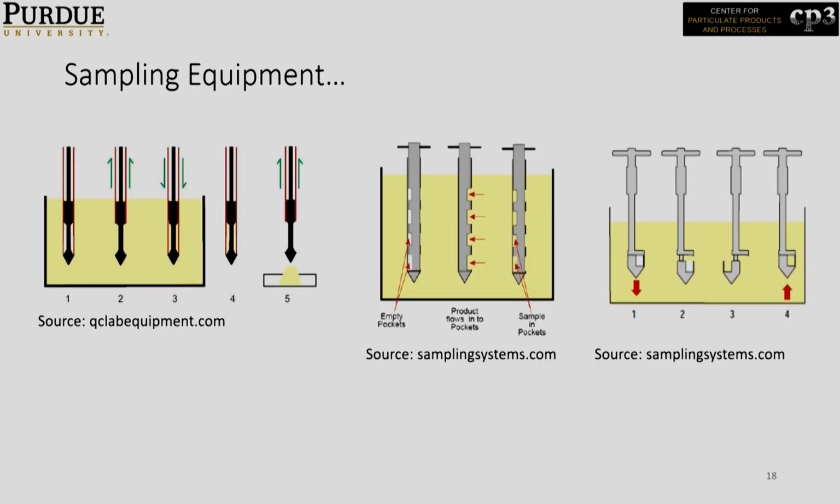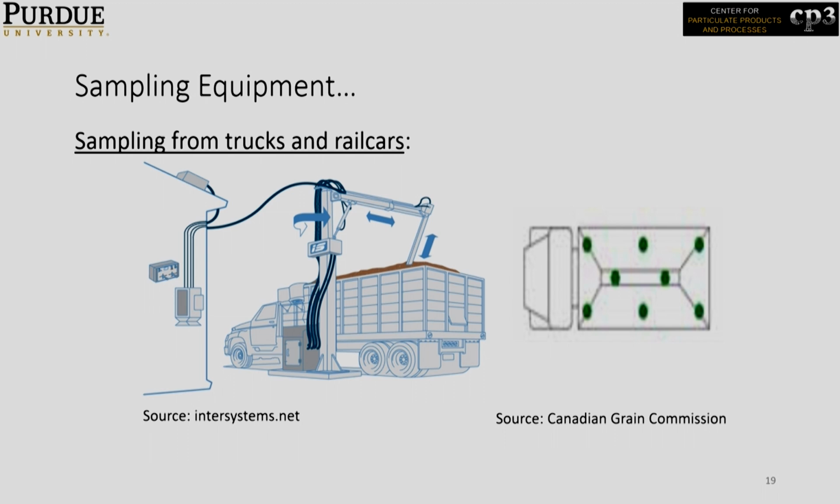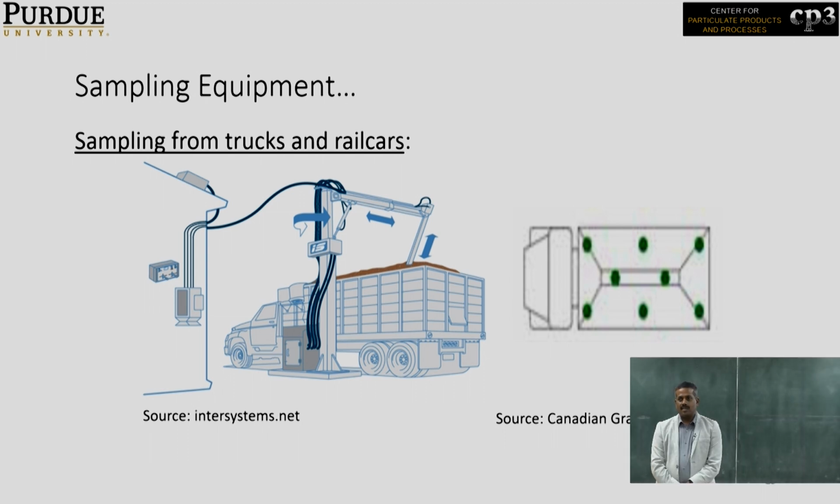I'll skip this one. Okay, so sampling from trucks and rail cars, in general, this is from the Canadian Grain Commission. They suggest sampling from at least 8 locations within the rail car or within the truck. If it's manual sampling, it will be a little challenging, but most grain handling and processing facilities nowadays have automated pneumatic samplers. I will show you a picture in the next slide. They go all the way to the bottom of the truck.